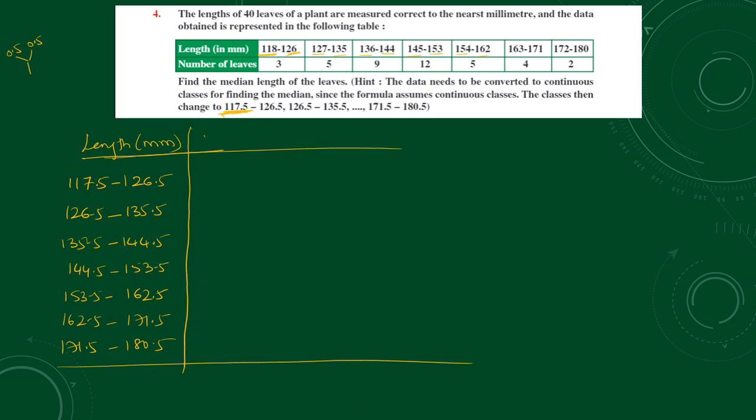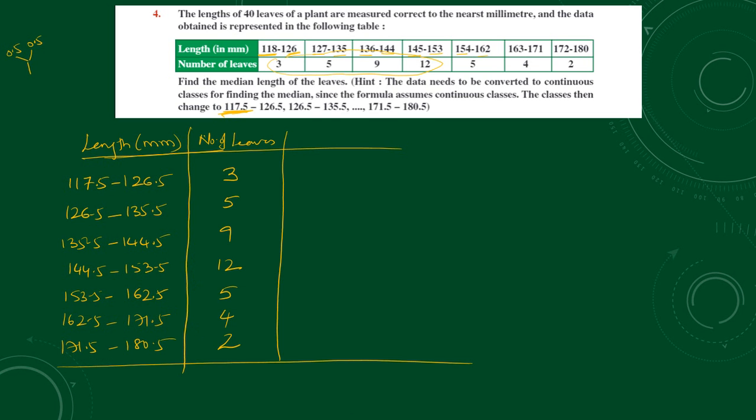Next, what is given is the frequency. Frequency is nothing but the number of leaves. The number of leaves are 3, 5, 9, 12, 5, 4, 2. Some may think that 3, then 5, then 9, then 12, these first 4 being in ascending order, that he might have given the cumulative frequency. But it is not true, because after that it decreases. That means it is not cumulative frequency.